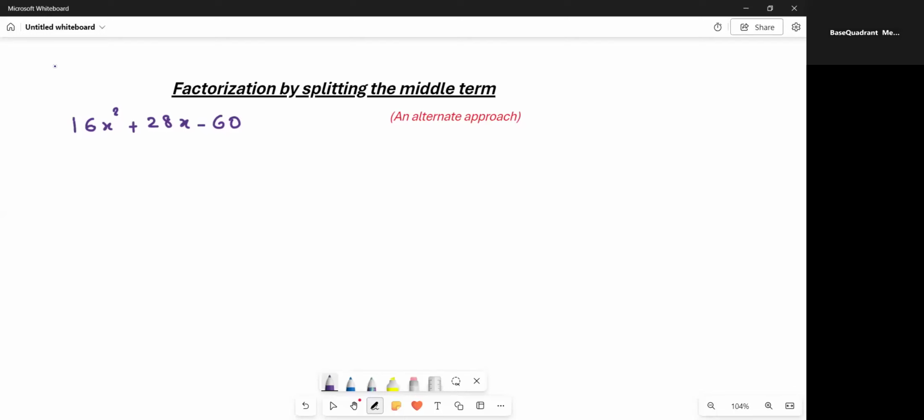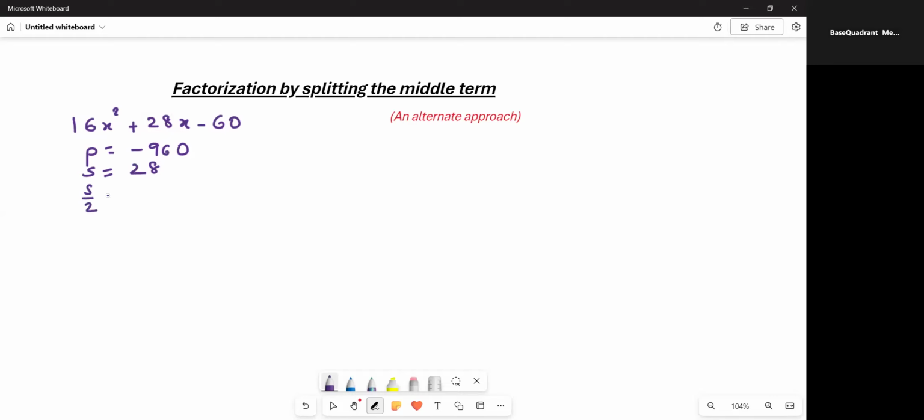We'll end with this one last example so that it becomes completely clear to you. 16x squared plus 28x minus 60. The product here is 16 multiplied by minus 60, which is minus 960. And the sum is 28.